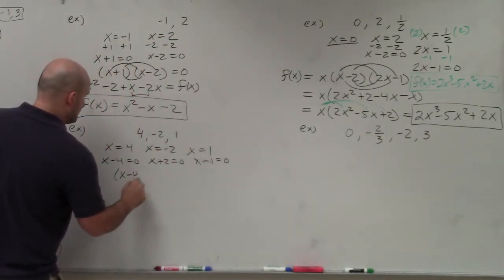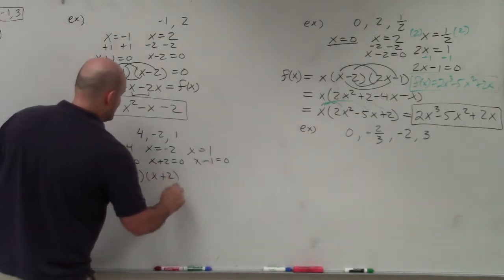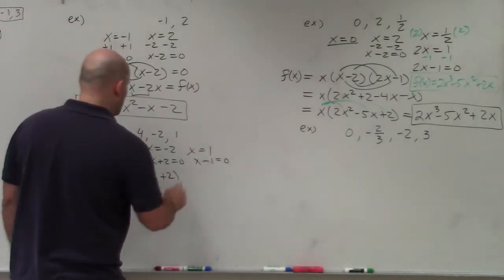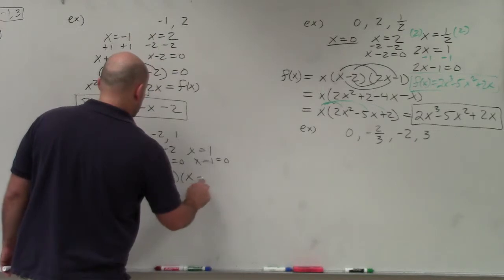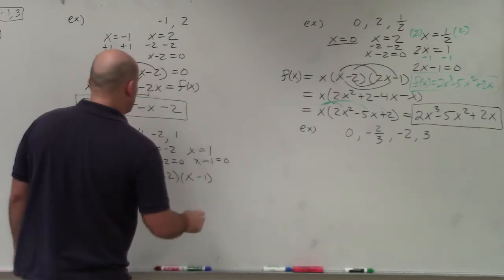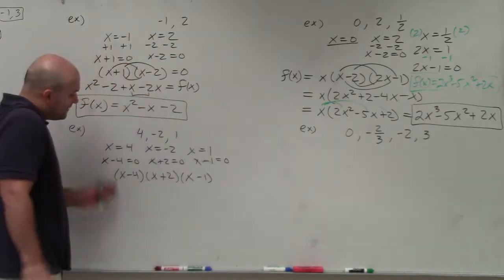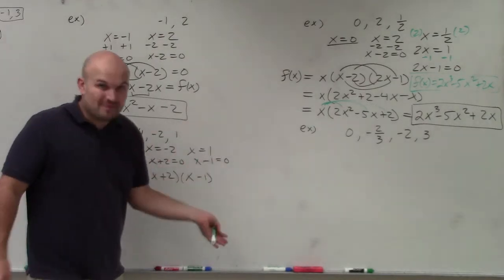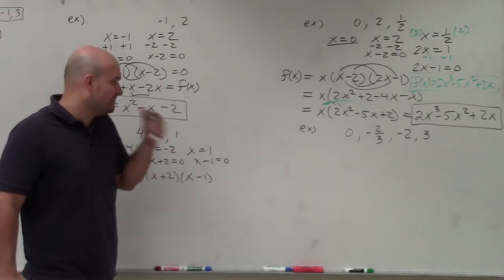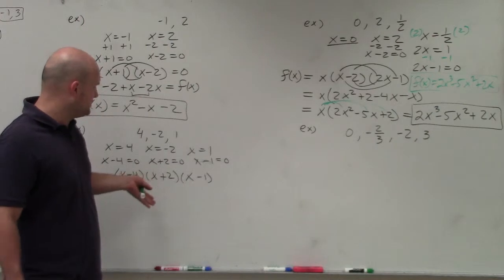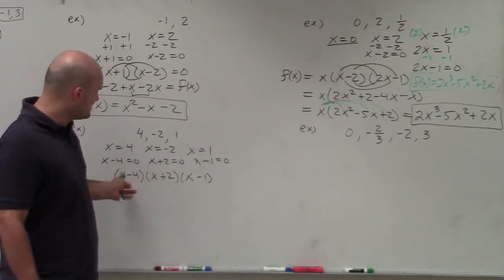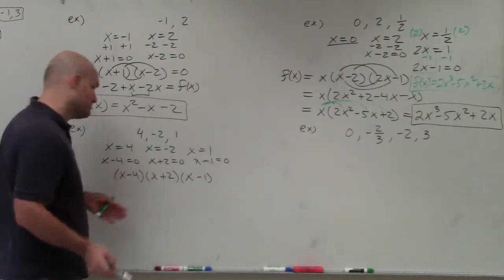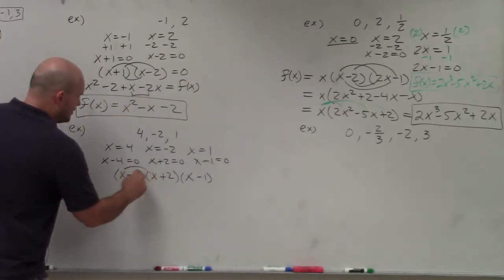So I have x minus 4 times x plus 2 times x minus 1. Oh, I eliminated that one. That's why. OK. So now we have a binomial times a binomial times a binomial. Not very fun, right? But that's OK. The best thing to do here is to simply choose two, multiply them, and then multiply by the third one. So I'm going to use FOIL for this one.